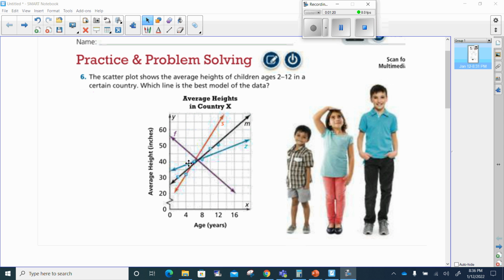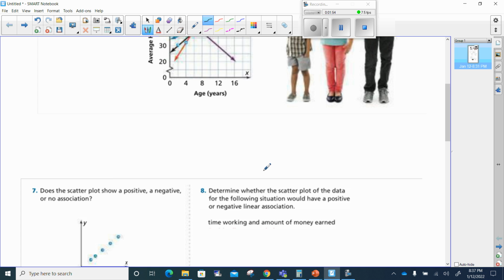If I use this blue one here, I see that it goes through 2 of these, but there's 2 of them here, and 2 of them here, and it really doesn't represent the data that's up here or down here. Only through line M do I see it going through the middle of all of them. So I would say it has to be M. Which line is the best model? I would go with M. Okay. Number 7 is yours.